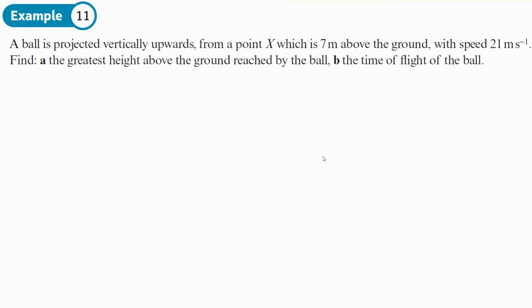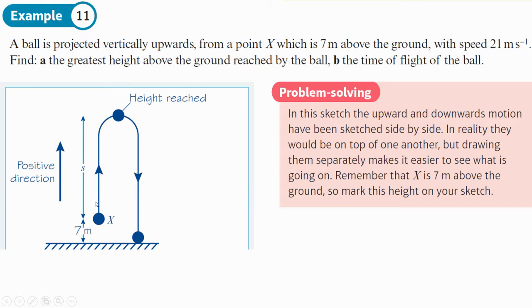So first step again is going to be draw a diagram. So our diagram is going to look a little bit like this. So it's starting 7 meters above the ground. Because we're throwing it upwards, it makes sense to pick your positive direction going upwards. It's going to reach some height we don't know, so we're going to have some distance which we can mark as S. And when it comes back down, it's not going to stop at point X, it's going to go all the way to the ground, which is 7 meters below point X.